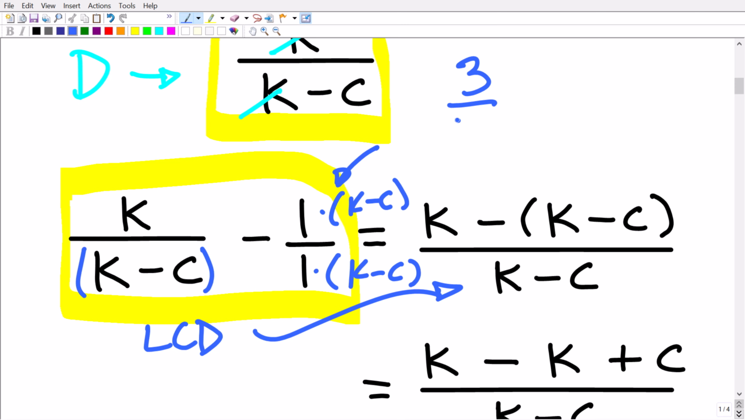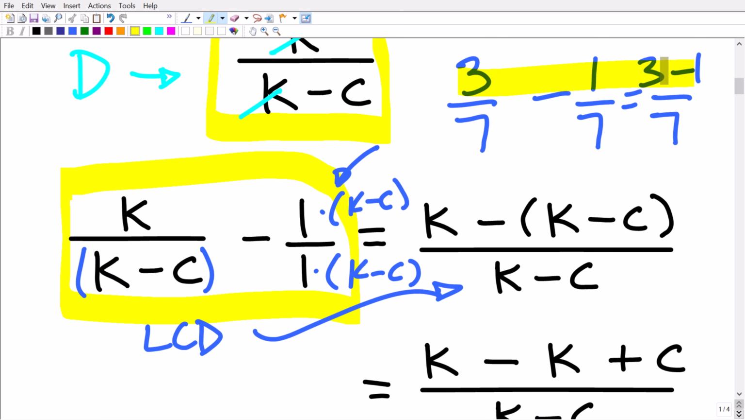If I have 3 over 7 minus 1 over 7, this is going to be equal to 3 minus 1 over 7, right? So you can subtract fractions when the denominators are the same. So now that we have the same denominator, we're going to go ahead and subtract the respective numerators, right? So that's what we're doing right here.